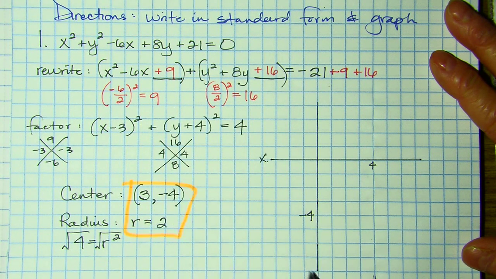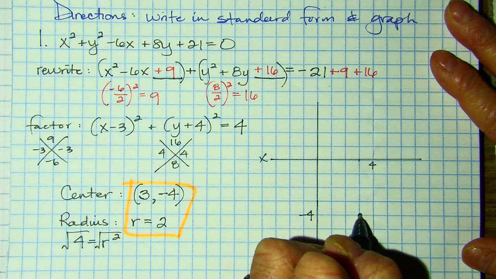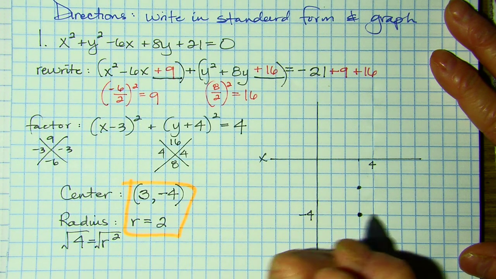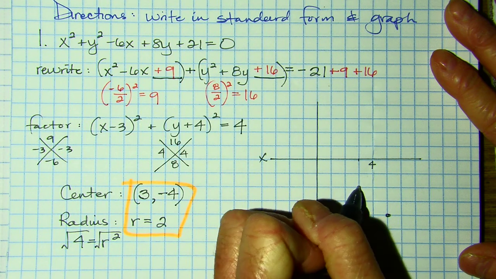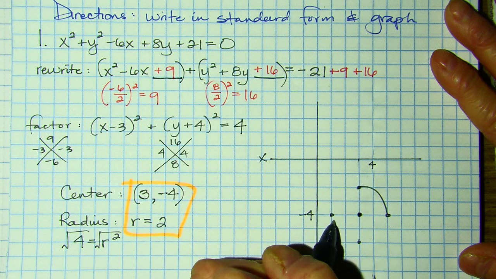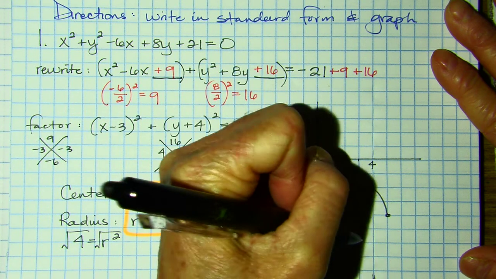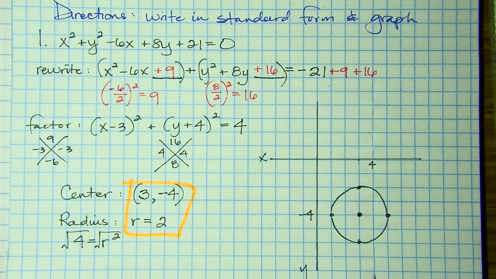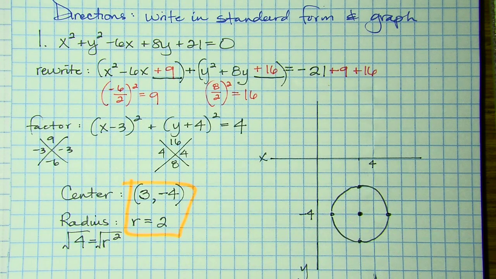So here's x, here's y. My center is at 3, down 4. So there's my center. The radius is 2, so go up 2, to the right 2, down 2, to the left 2. Each time you're going from the center out. So in each direction I went 2 units. And then when you draw it, draw as wide of lines as you can. And so the answer is completing the square and graphing.